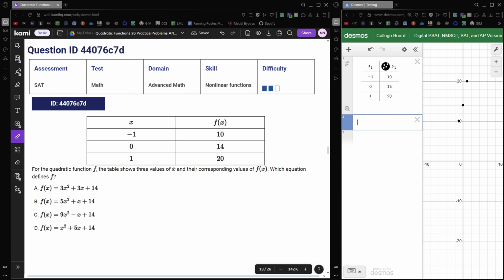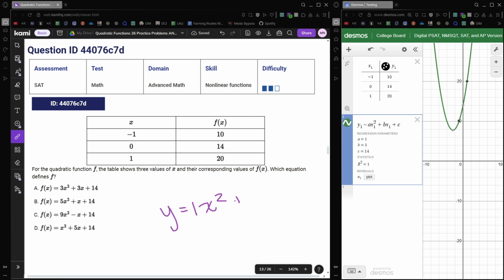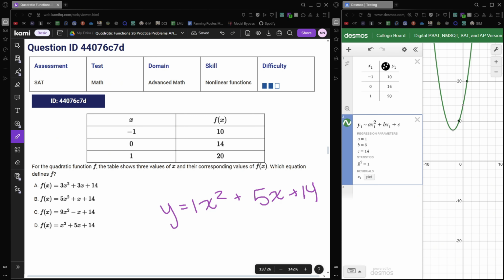Then the regression equation for quadratic regression is y1 tilde ax1 squared plus bx1 plus c. And we get that our equation would be y is equal to 1x squared plus 5x plus 14. That means our answer will be D.